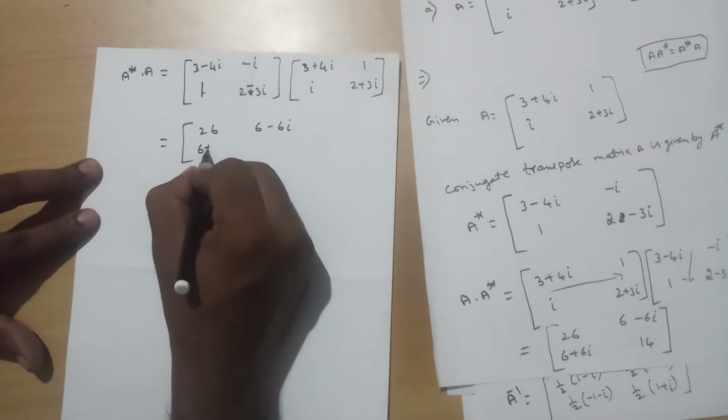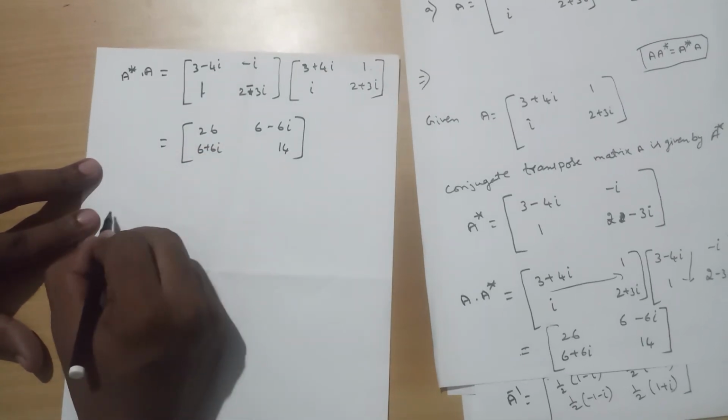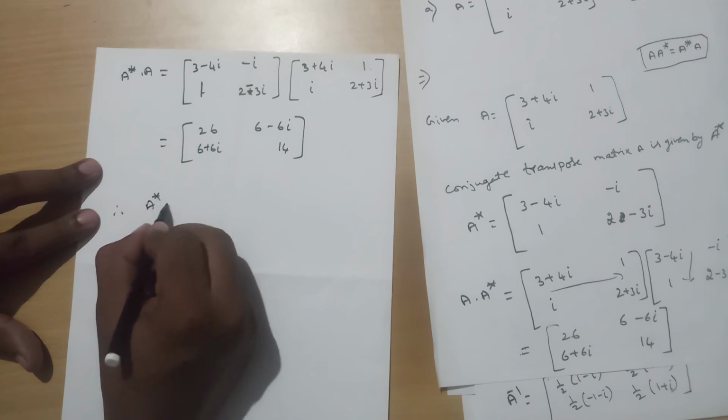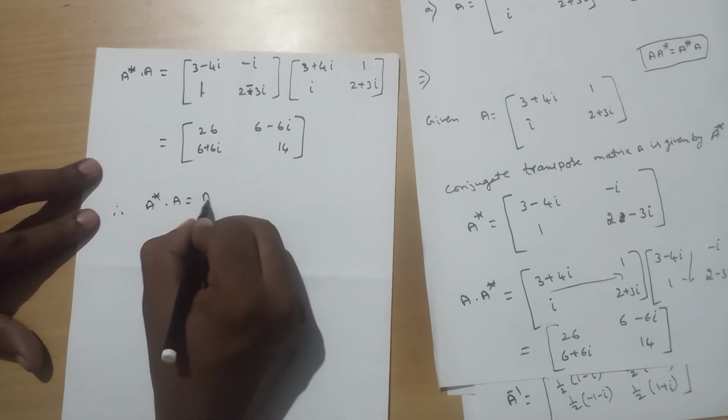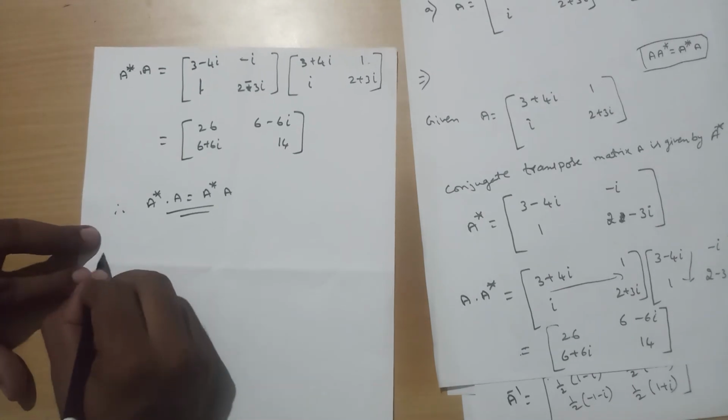So if you cross multiply, you will get 26, 6 minus 6i, 6 plus 6i, and here 14. So therefore A into A star equals A star into A. Therefore it is a normal matrix.